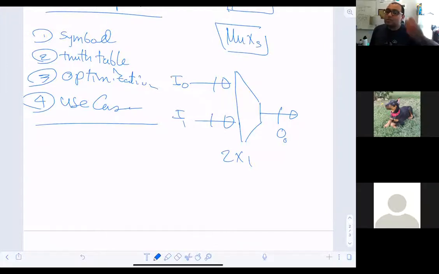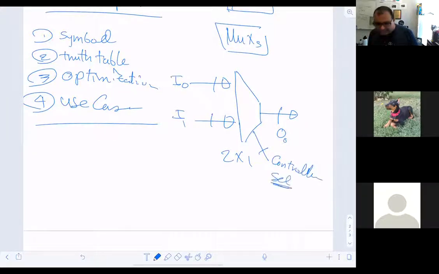Then we need to decide which one will be taken into the output, so we need a kind of controller. Normally I use select, SEL, to represent this controller. What exactly are those for? Those are the resolution of every single input and output in number of bits. So this can be n bits, this can be n bits, this can be n bits, and this can be m bits.